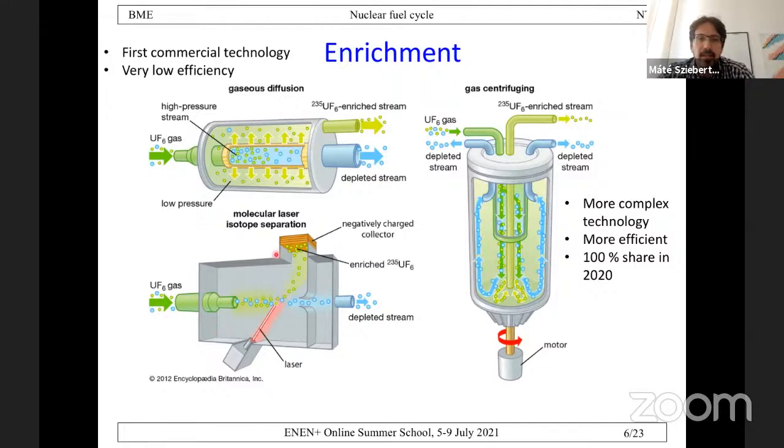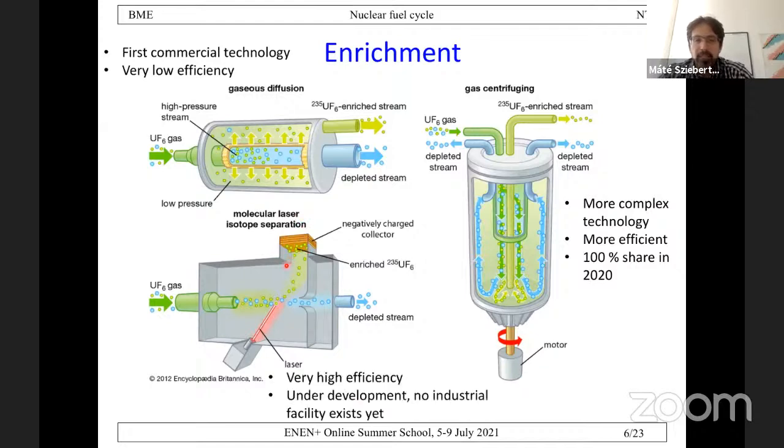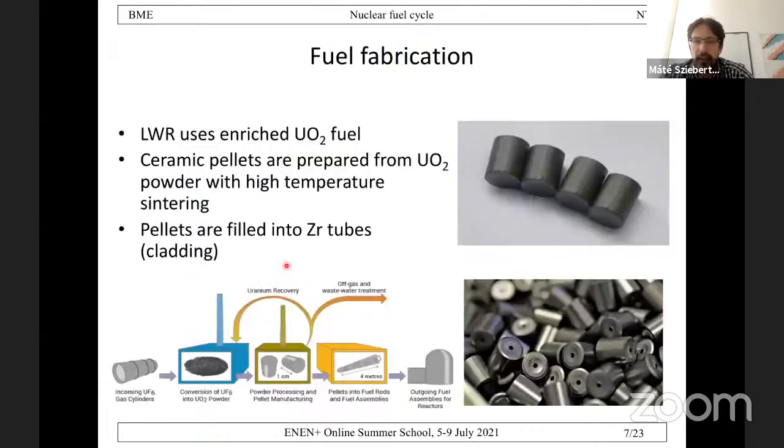It's worth knowing that there is a new technology, laser isotope separation, which uses the small isotope effect due to this difference between uranium-235 and uranium-236, and that uranium-235 can be excited a little bit more by a well-tuned laser, and then collected with electromagnetic force. But this is still under development. It's a big promise. It may change the enrichment market, but no industrial facility exists yet.